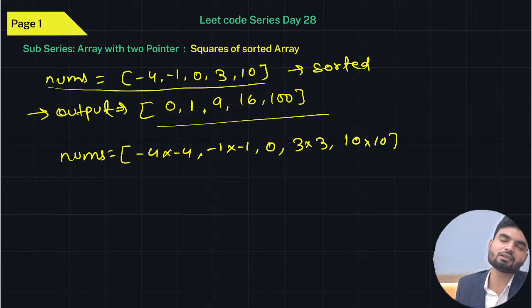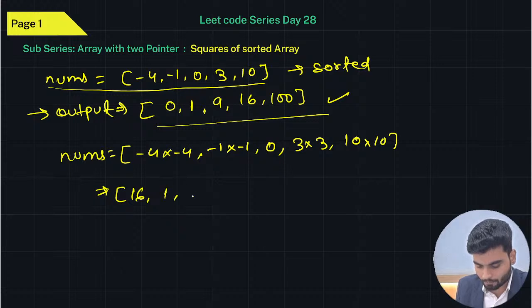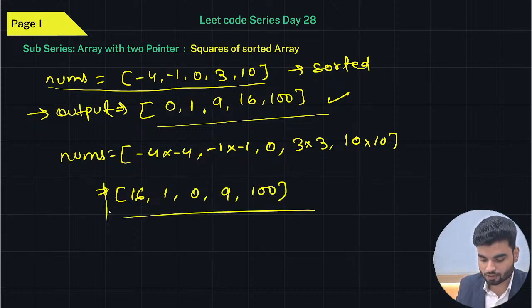But the problem with this thing is that it is not in this format. This is not sorted because you will now have 16, 1, 0, 9 and 100. So you have to sort this.